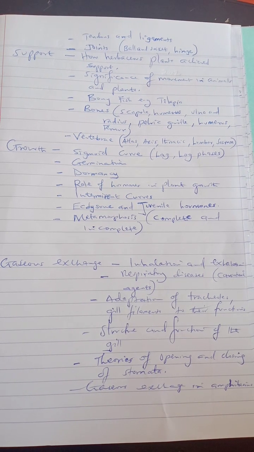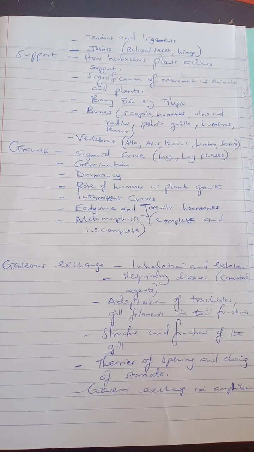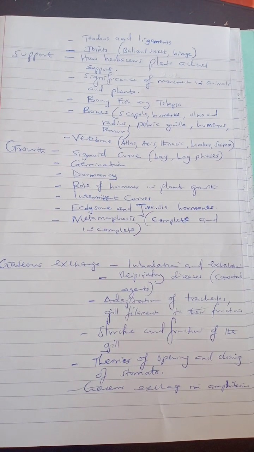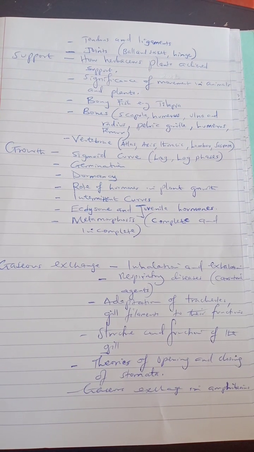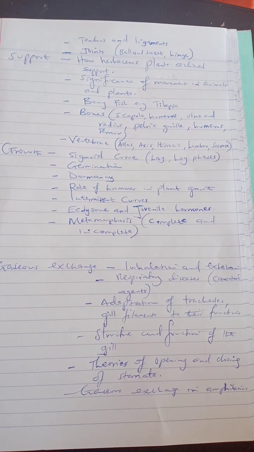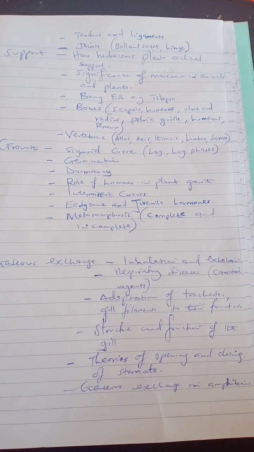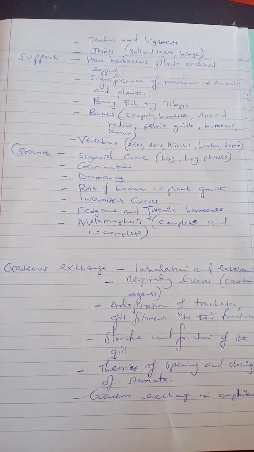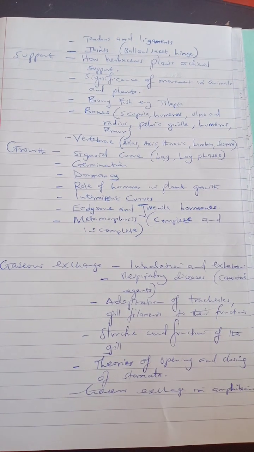Respiratory diseases, you give causative agents, things like tuberculosis, pneumonia. You must know what causes those diseases, and you follow binomial rules. And then adaptation of respiratory surfaces like what? Tracheoles, gill filaments to their functions. You must remember that. The structure and function of the gill, very important. The gill filaments, their functions, gill bar, the function, and the gill rakers, the function. You must know that.